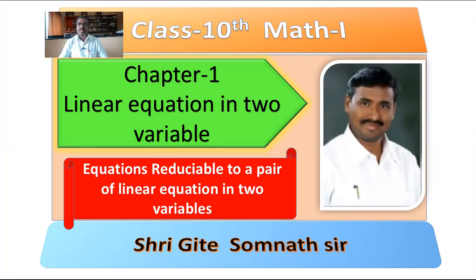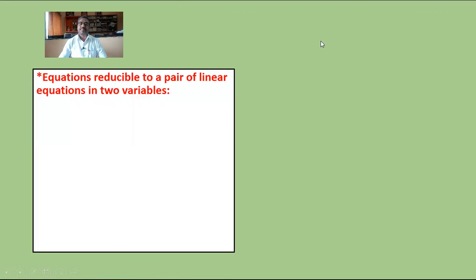And to find the solution of given equation. First, you understand how to reduce the equation in a given two linear equation in two variable. Initially given equation is not linear equation, but it is reducible. Then we get linear equation in two variable. Equation reducible to pair of linear equation in two variable.